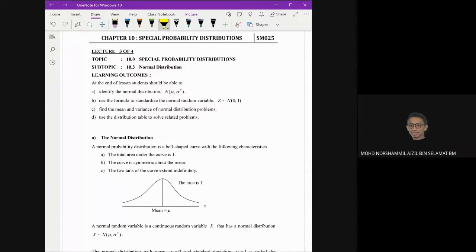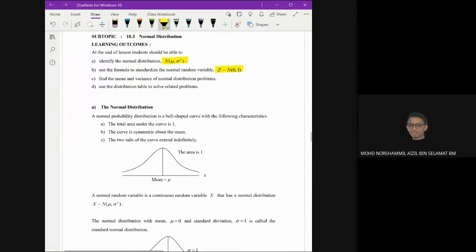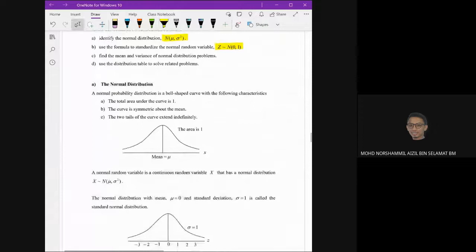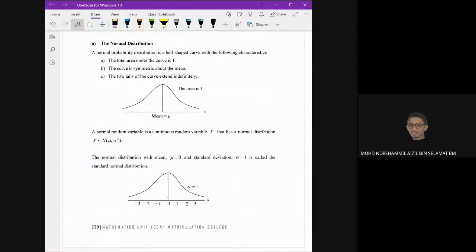Okay. So this is the notation of the normal distribution, mu and sigma squared. Sigma squared is your variance. This is the standard table. We will use the Z table for normal when mu equals 0 and variance equals 1. And then of course we will focus on finding the mean, variance, and then solve the problem lah. So let's take a look at the criteria on how to choose the situation to use normal distribution.